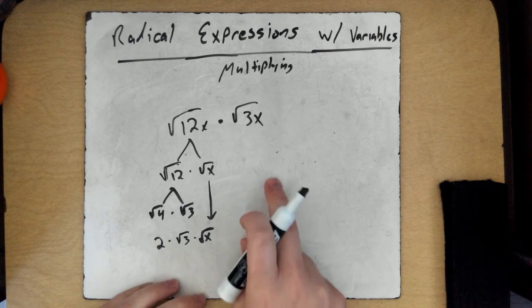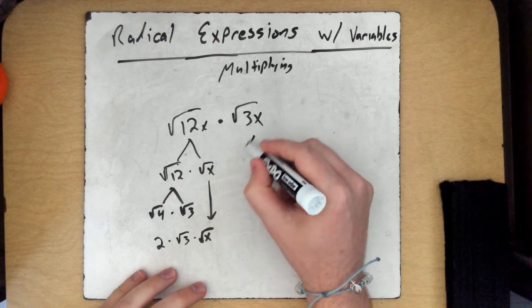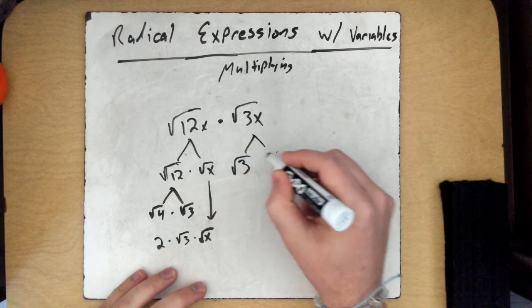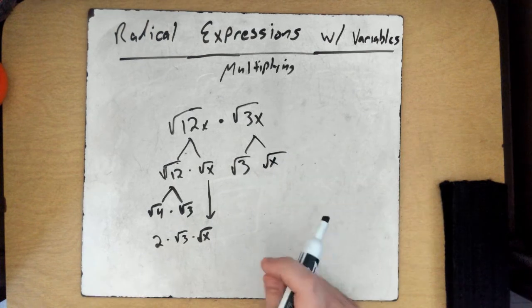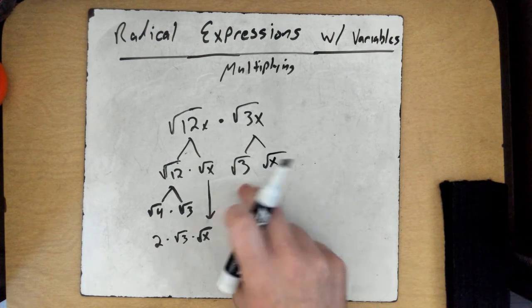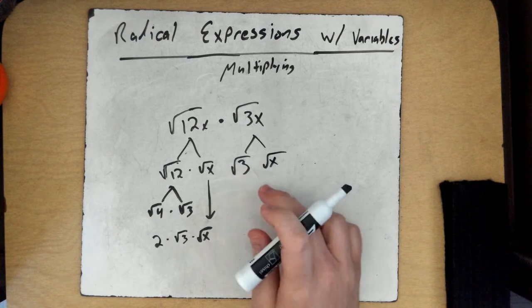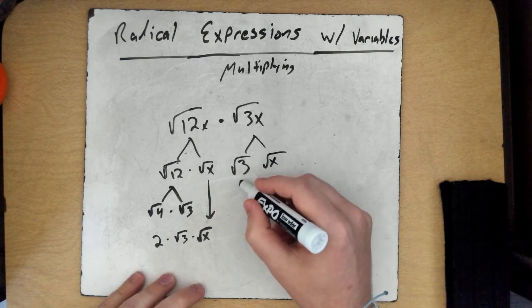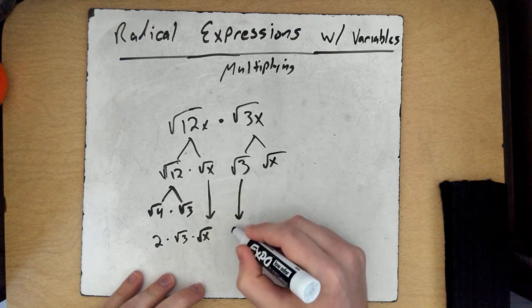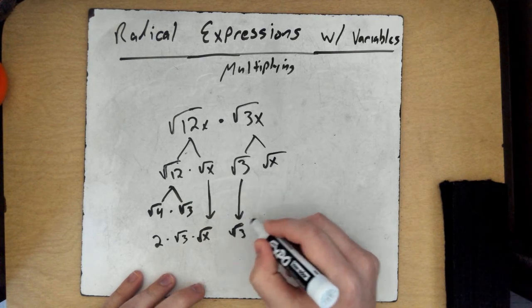Now let's move over to this side. Numbers, square root of 3, letters, square root of x. Now in this case, you can't do anything more, right? It's just 3 and x. You can't break those down any more. So we're going to go ahead and bring them down to our bottom here with the rest of our case here.